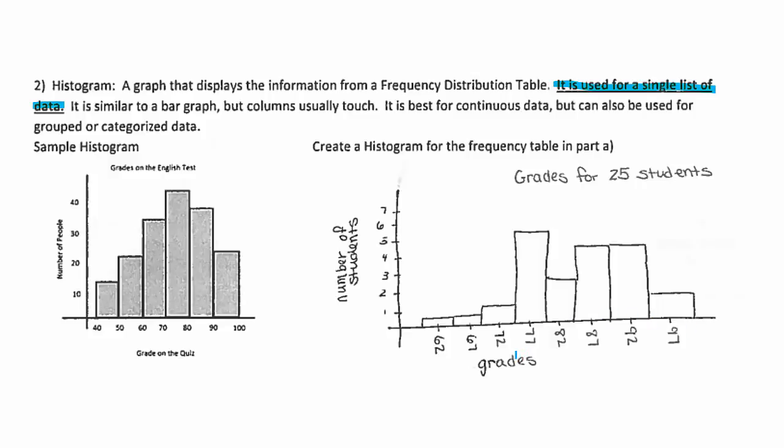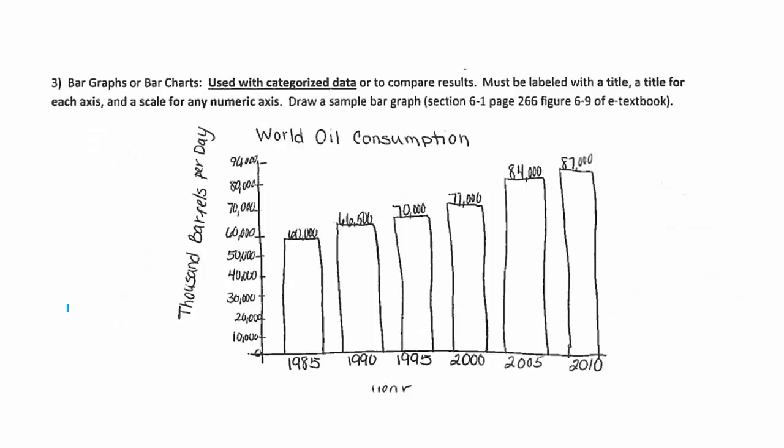When you make a histogram, the number of whatever you're talking about, in this case student grades, is always on the vertical axis. You can see over here number of people. So that's always the case, number of, and then whatever you're talking about. Whereas the categories themselves are down here, and so our grades go down here, and of course we have a title.